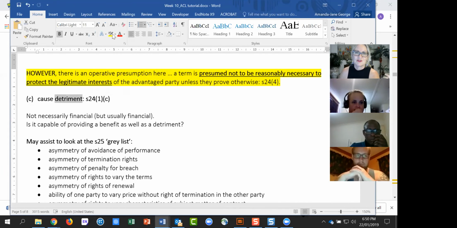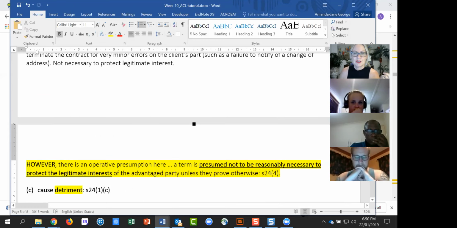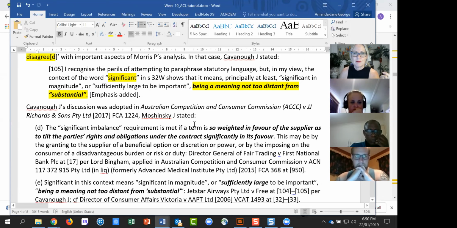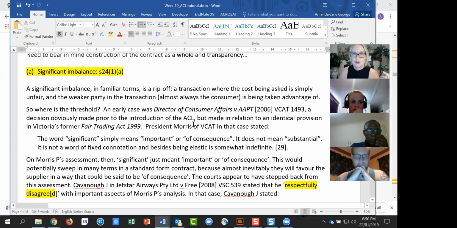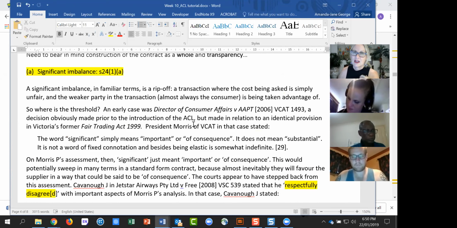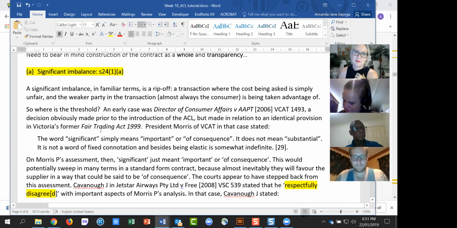Causing detriment, well, that's normally not going to be too much of an issue. So would a term, do you think, would a term allowing the festival promoter to unilaterally change, there's that word again, to just change the headline act at their whim, do you think that creates a significant imbalance in the parties' rights?